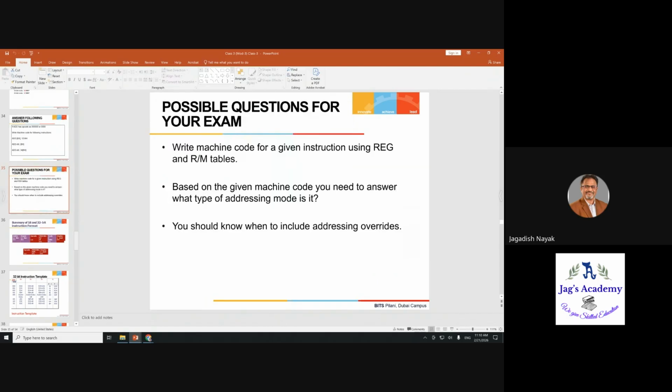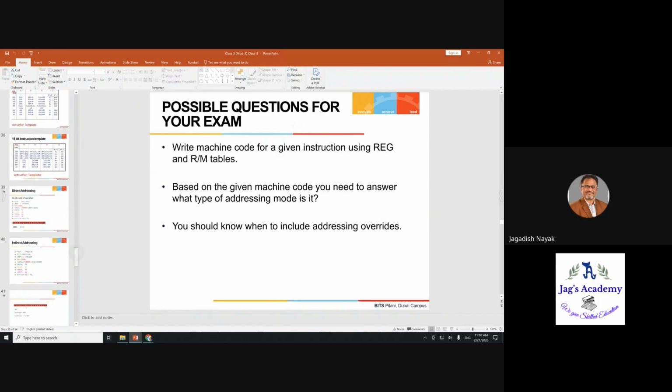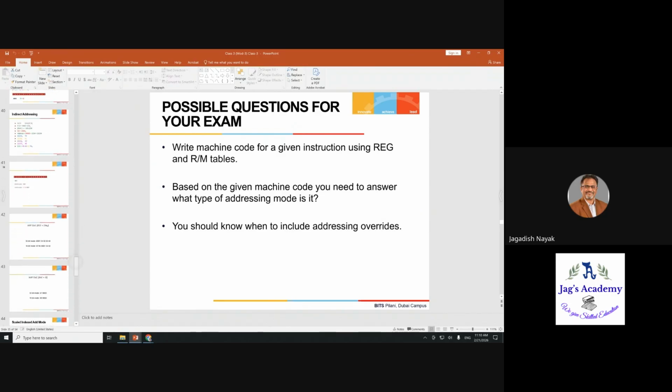There are some possible questions; please refer to them. I told you: write machine code for a given instruction using the REG and RMIM tables. These are the questions which may be asked. Based on the given machine code, you need to answer what type of addressing mode it is. You should know when to include addressing overrides. These are the possible questions.